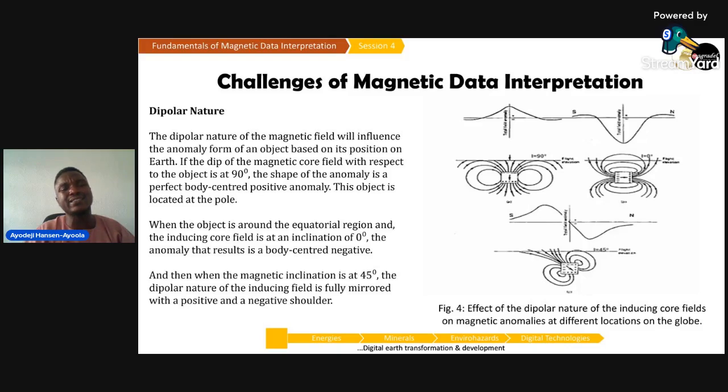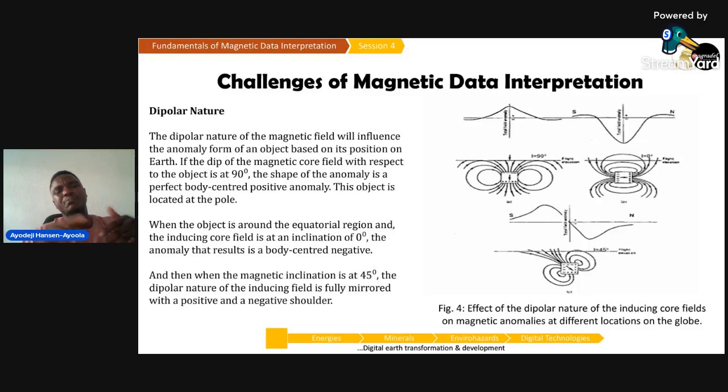So at this kind of position on the earth, that is at the pole, a reduction to pole will not be necessary, because this is what we achieve when we reduce to pole, which some people actually refer to as rotation to pole. We're trying to achieve the same situation that occurs at the pole when magnetic readings are taken elsewhere. So that's why we try to mathematically translate this reading to the pole, which is essential, because what we have at the pole is like a monopolar reading, and it makes our interpretation a lot easier. However, if one is located at the equator, what you also have is a body-centered negative anomaly.